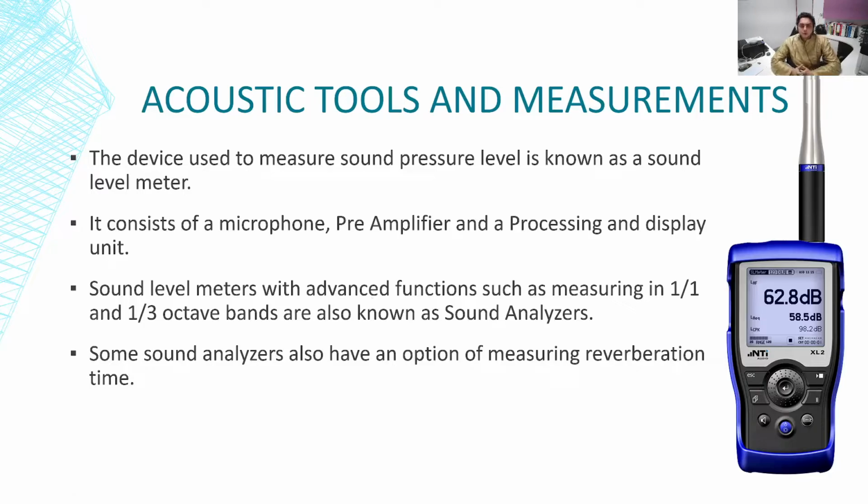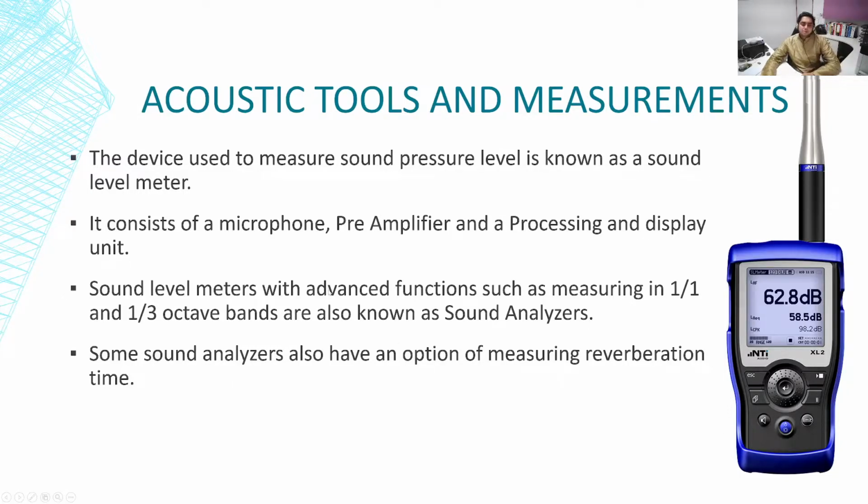Now let's talk about acoustical tools and measurements. In the last video you saw me using my sound level meter to measure reverberation time. The device that is used to measure sound pressure level is known as a sound level meter. If it has some advanced functions, it is also called a sound analyzer. It consists of a microphone at the tip, the rest of the stick is the preamplifier, and the main body of the sound level meter is the brains.